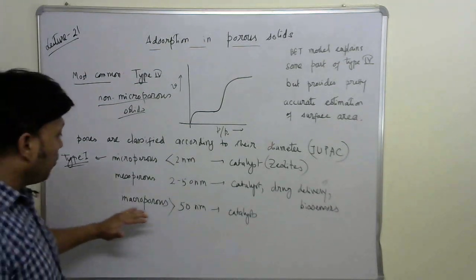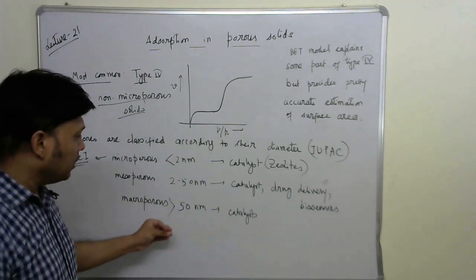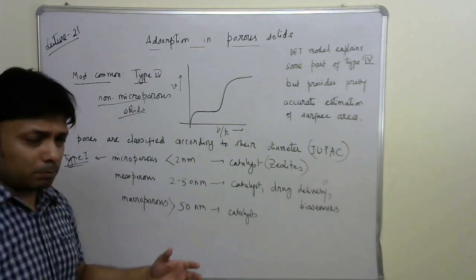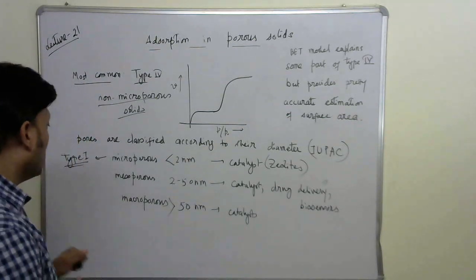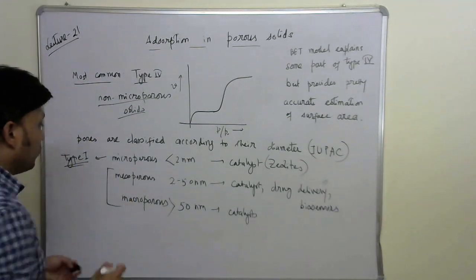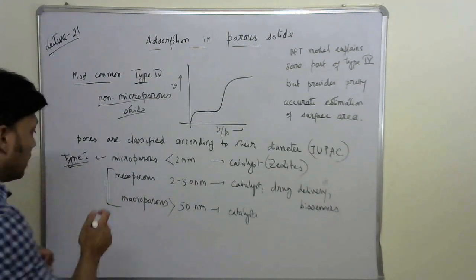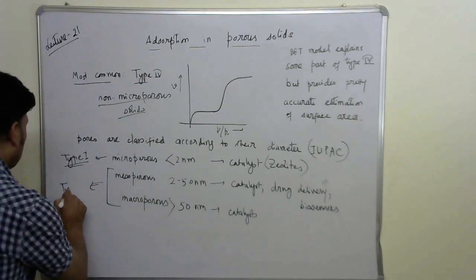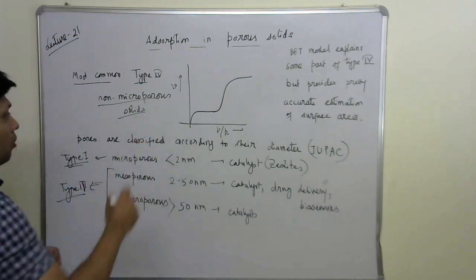And then we have macroporous materials that have pores more than 50 nanometers. Practically those are not of much interest, but some macroporous materials can be used as catalysts. Overall, these two categories, mesoporous and macroporous, are termed non-microporous solids, and they typically exhibit type 4 adsorption isotherm, like I have drawn here.